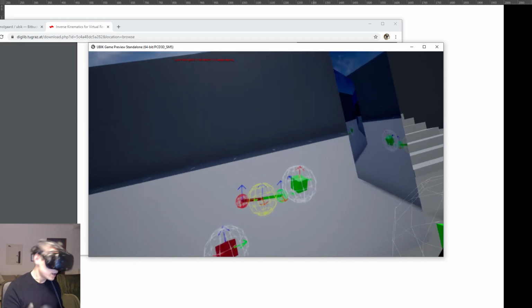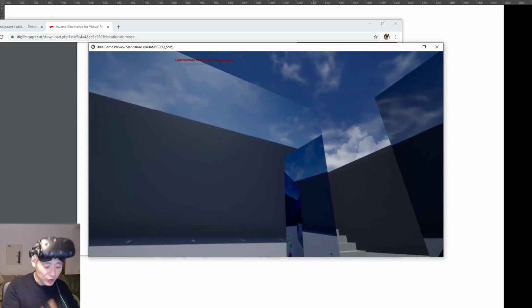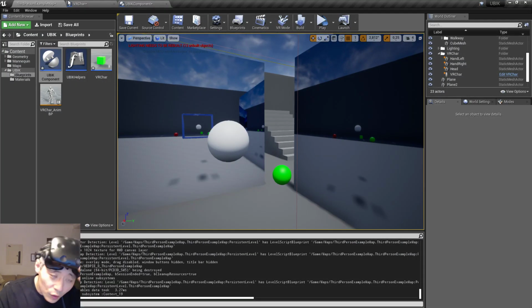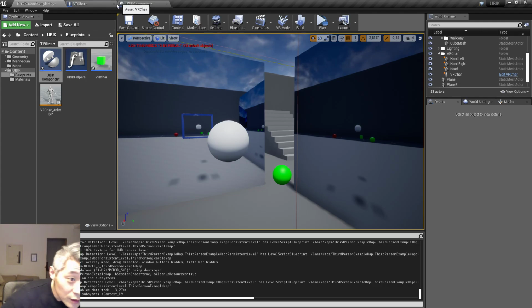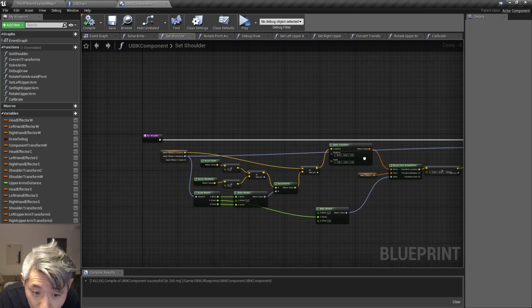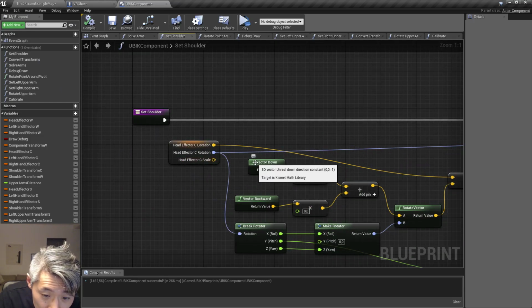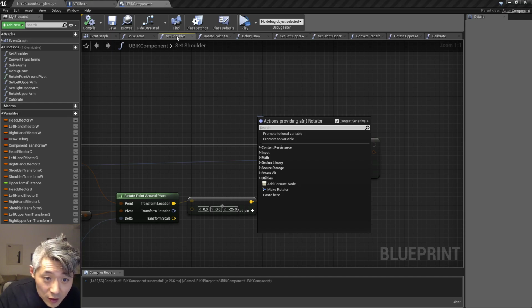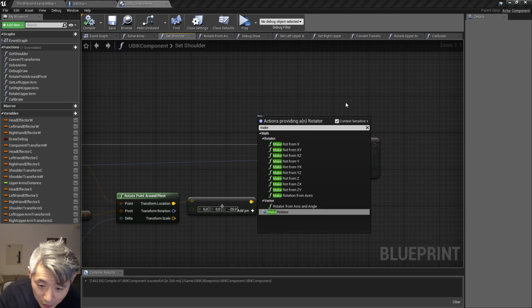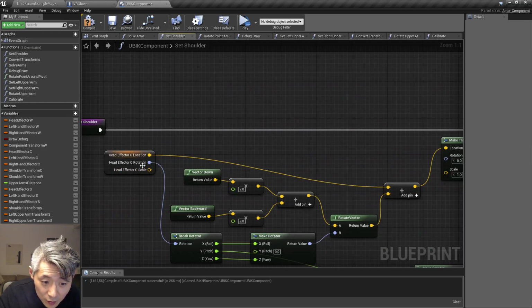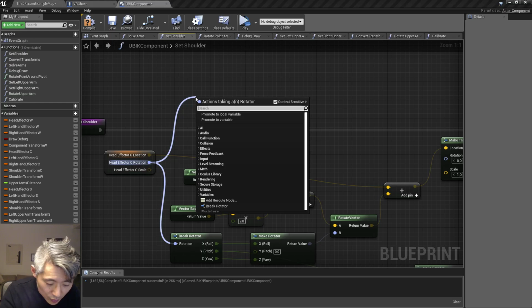Okay, I'm missing one more thing, because actually I forgot the chest or the shoulder. I set it to be exactly the same as the head rotation here, just to simplify things. So we're inside the set shoulder function right now. So make a rotator and just isolate the yaw from the head. Otherwise we're gonna get some weird shoulders or weird shoulder joint.